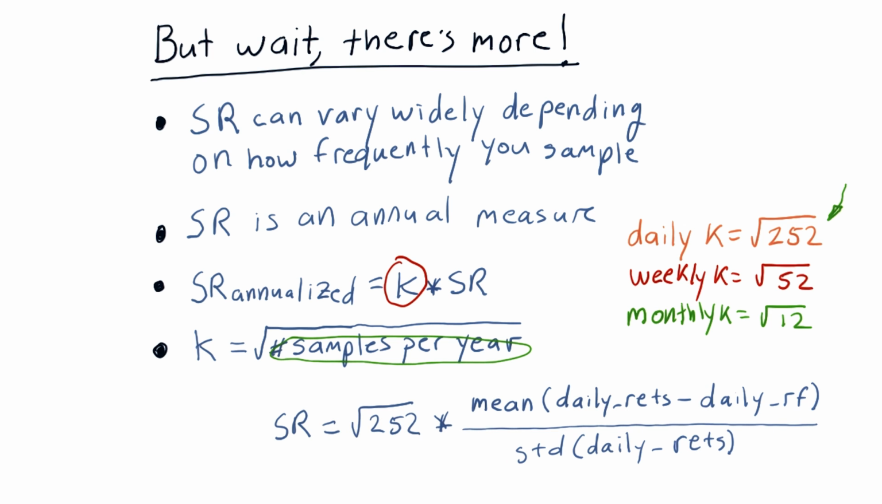Bringing it all together, if we're using daily data, our Sharpe ratio is the square root of 252, that's our K, times the mean of our daily returns minus the daily risk-free rate, divided by the standard deviation of daily returns.